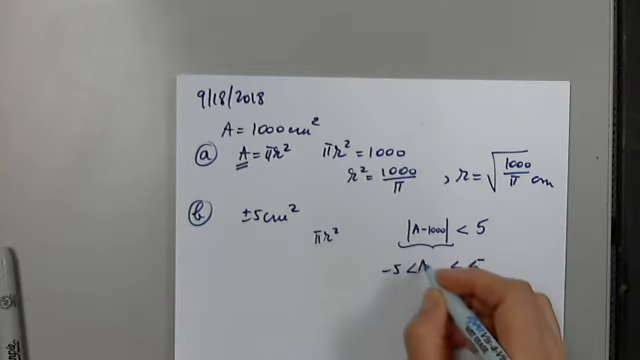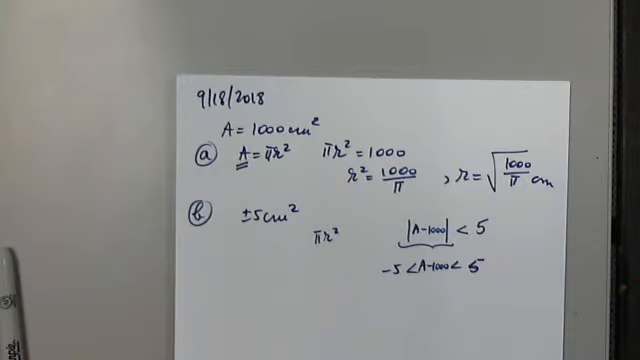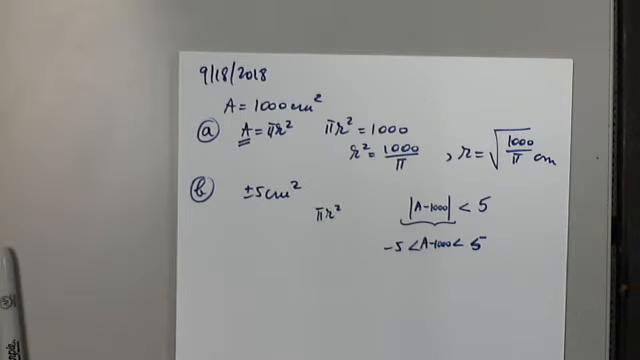How do we translate this? So A minus 1,000 must be between negative 5 and 5. Let's summarize this one more time. We're told that the disk has to have an area of 1,000. So as the radius approaches the correct number, the area must approach 1,000. So area is the function in our epsilon delta definition. 1,000 is our L, right? And r approaches, we'll see in a moment.